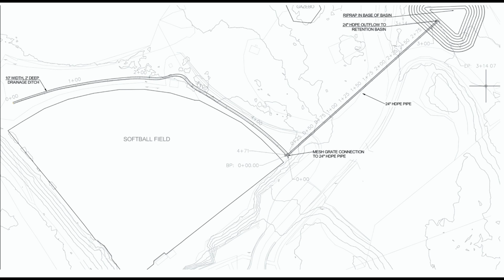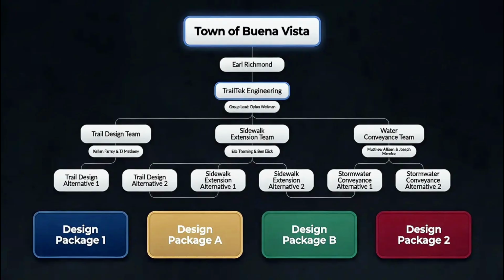Both of these designs have been made with protecting the fields and extending the season for local sports leagues in mind. To conclude, Trail Tech Engineering developed 2 packages for the town of Buena Vista. Package A includes a minimally invasive trail extension, the Eastern Sidewalk Edition, and the robust drainage system. Package B features the ergonomic trail, Western Sidewalk Edition, and the alternative drainage design.